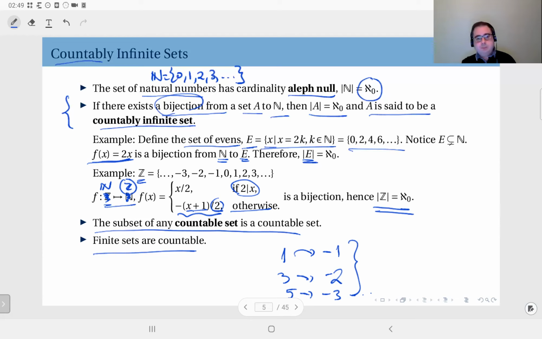Be careful here. The subset of a countably infinite set might be a countably infinite set, but it can also be a finite set, right? That's also countable. But you see, the statement is not saying any subset of a countably infinite set is countably infinite. That would be wrong because some finite sets will be subsets of countably infinite sets which are not going to be infinite.